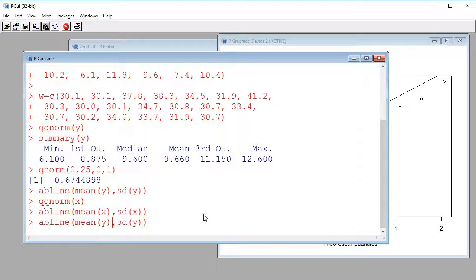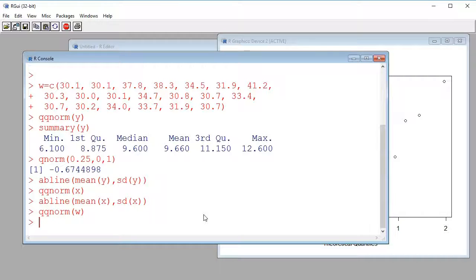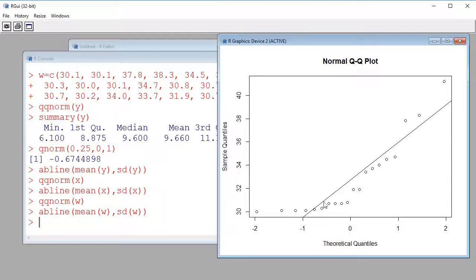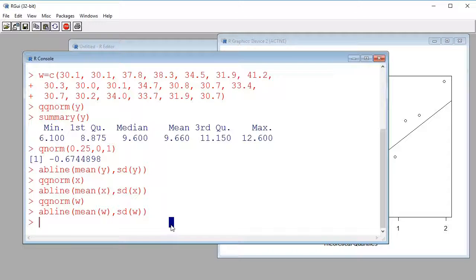And then let's look at w. So I do qqnorm of w, and then I'll add the line. So the intercept again is the mean, the standard deviation is the slope. And here we see a curvilinear tendency, and so again this would mean that we have evidence against normality. So it would not be reasonable to assume that your sample is from a normal population.